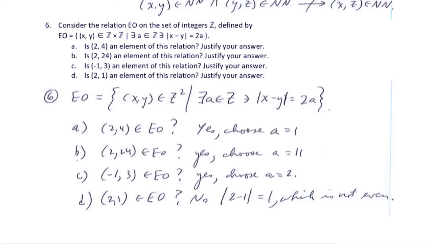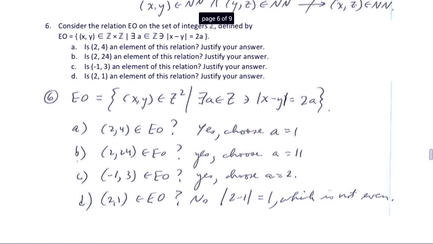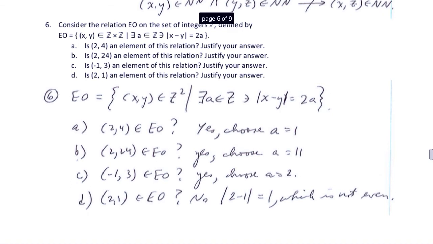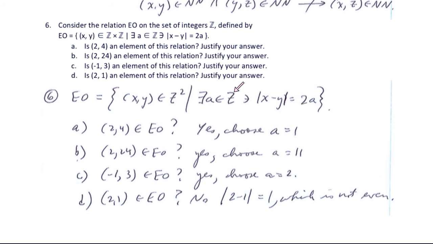Okay, in this video I define a relation called EO, defined as ordered pairs drawn from the integers, such that there exists an integer a such that the distance between x and y is equal to 2 times a. And hopefully you're well aware that the absolute value of the difference means just the distance between the two, and that what this is saying is that the distance between them is an even number, twice some integer a.